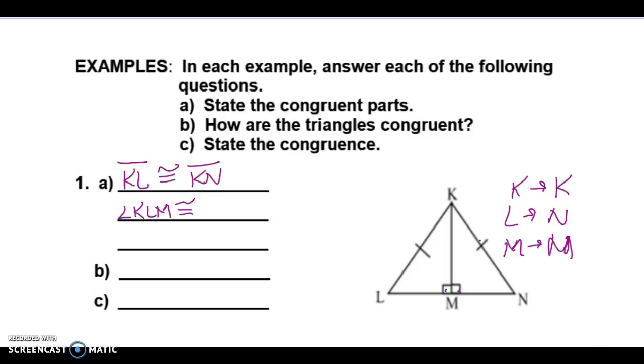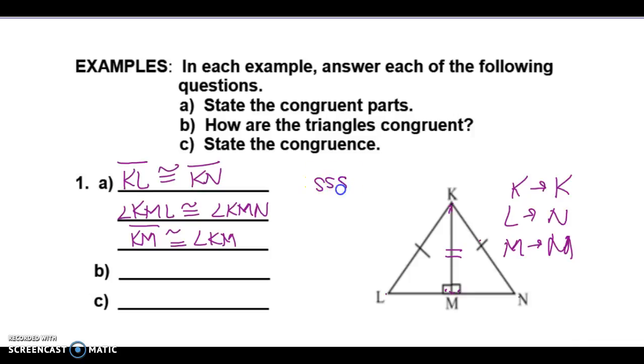So I could say angle KLM is congruent, oh sorry, that was wrong. Hold on. Angle KML is congruent to angle KMN because they're both right angles. Okay, and then I only have two congruence things. This is a right triangle, so I know that this is congruent to itself because it's sharing that side. So I can say that line segment KM is congruent to line segment KM.